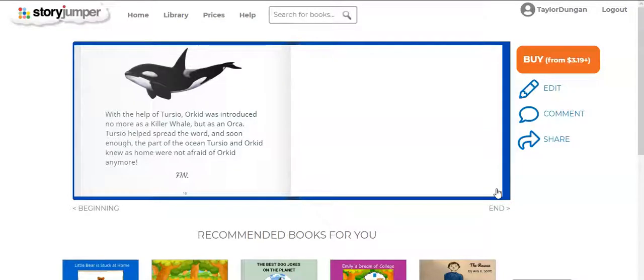With the help of Tersio, Orchid was then introduced no more as a killer whale, but as an orca. Tersio helped spread the word, and soon enough, the part of the ocean Tersio and Orchid knew as home were not afraid of Orchid anymore. Fin.